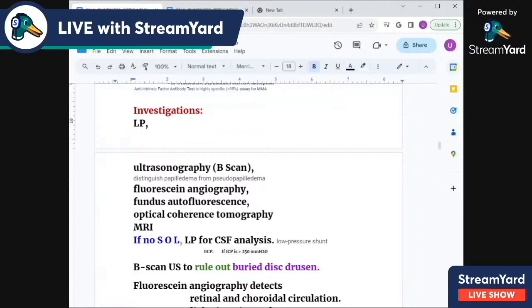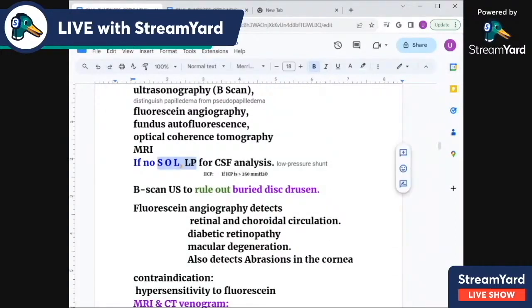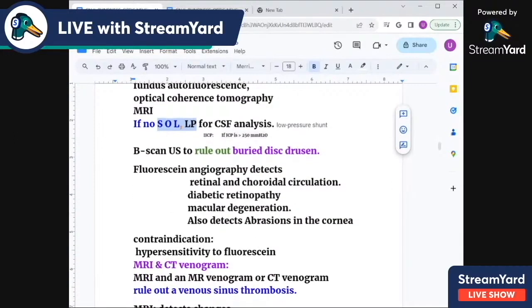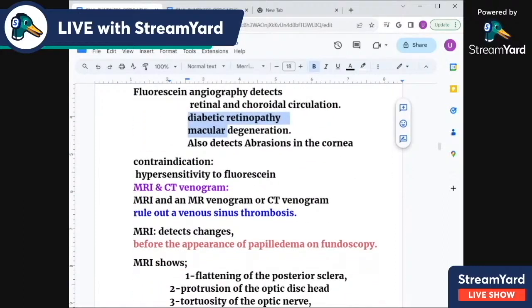So we discussed LP, and B-scan for drusen. Fluorescein angiography tells you the extent of the vascular involvement. It is also effective in diabetic retinopathy and macular degeneration. A contraindication to fluorescein is hypersensitivity. Then MRI and CT. MRI and magnetic resonance venogram are very important because they detect papilledema before it's visible on ophthalmoscopy.